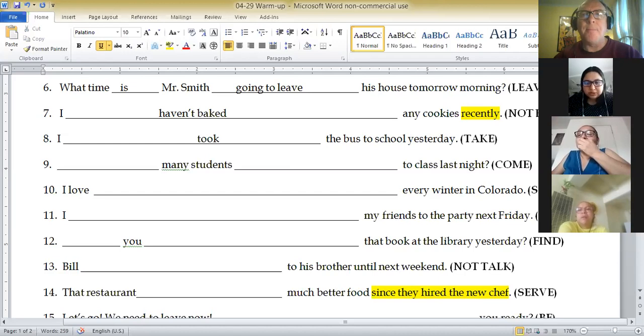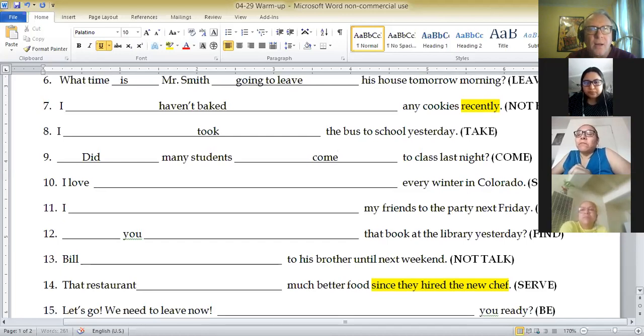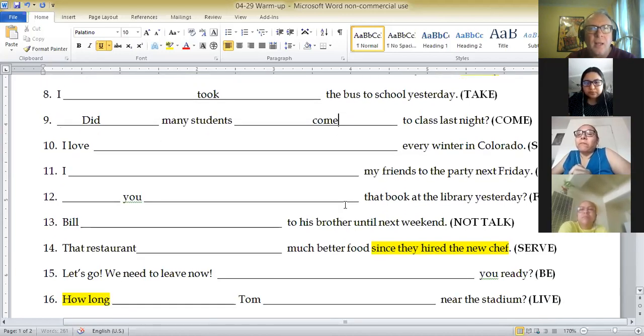Past, right? So how do we ask a question in past? How many students did come? Did many students come to class on Saturday? You could say how many students came. That's another way to say that question. How many students came to class last night?